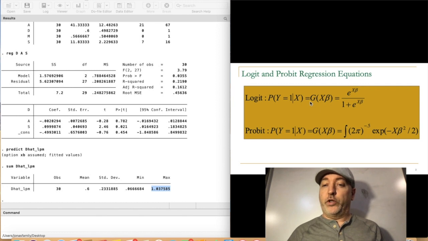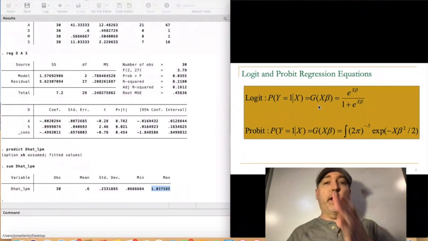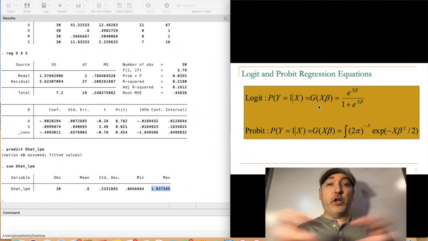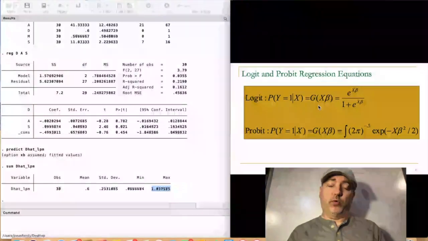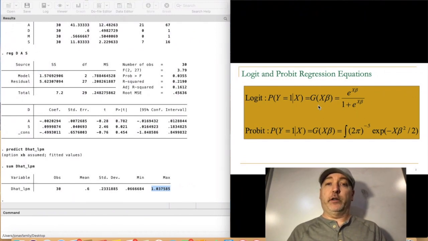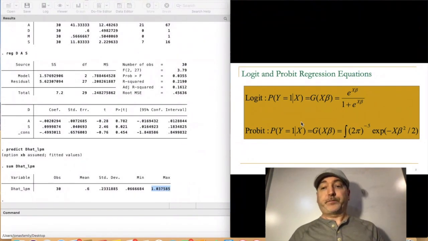So we'll use kind of this notation here of G of x beta. So x beta is the B0 plus B1x1 plus B2x2. And the G is the function into which we put that linear combination. So in other words, the linear probability model is just x beta predicting y. Here it's some function, G of x beta. And it's the choice of that G function that differentiates the logit versus the probit.